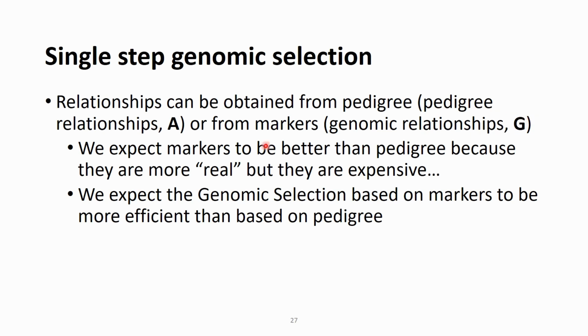The A matrix is used in the traditional selection. So we have this wealth of information from the pedigree data, but at the same time, we have this supposedly more precise information from the genomic data.